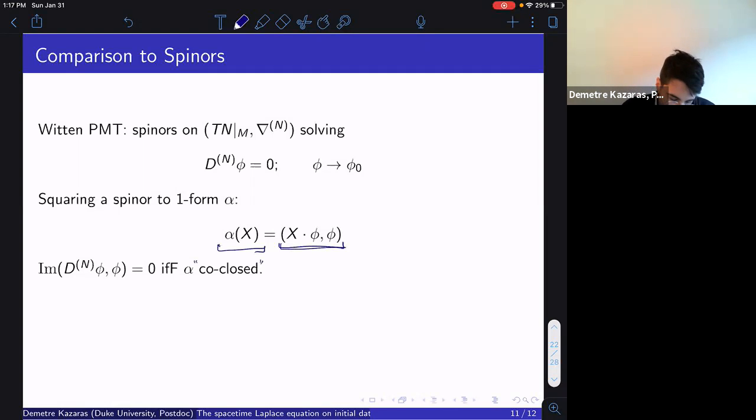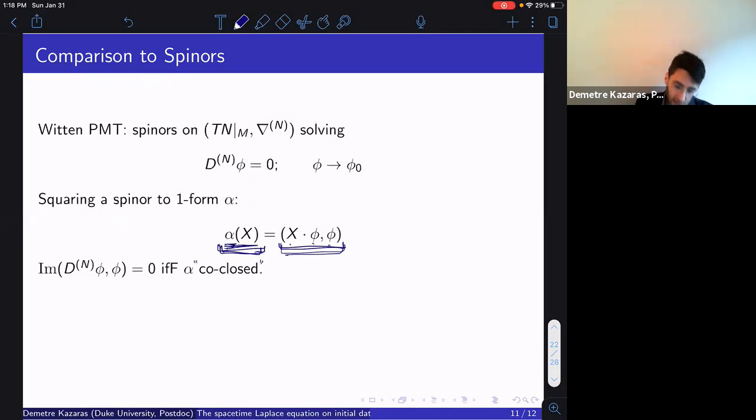You can define a one form in the following way. Well, okay, to define a one form, you need to tell me how it acts on vector fields. So here's how it acts on a vector field X. The one form acting on X is equal to this number: take the action of X on phi, and then pair that with phi using this particular Hermitian pairing here. You don't need to get into the details here. This is more philosophical, what I'm saying now.